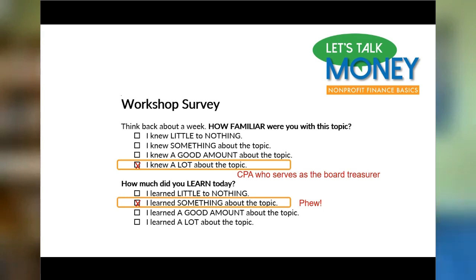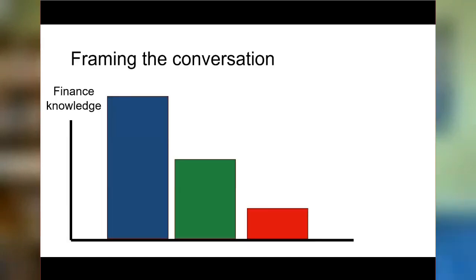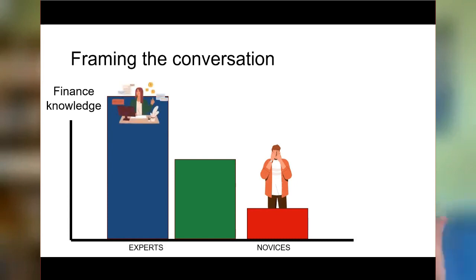So this whole conversation has pushed me to think about the framing of the conversation. And here we have in this graphic the different kinds of people who come to a finance training. We have people who know nothing. These are people who really prefer not to talk about math or money. And then we have those CPAs. We have those experts who know a lot.